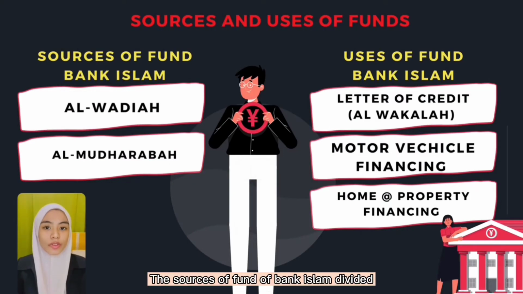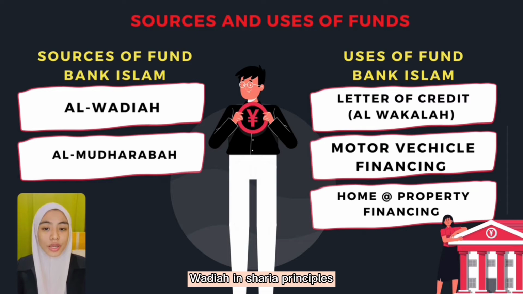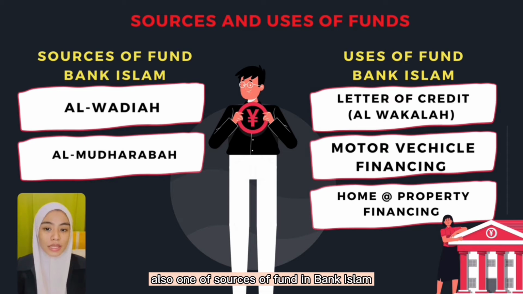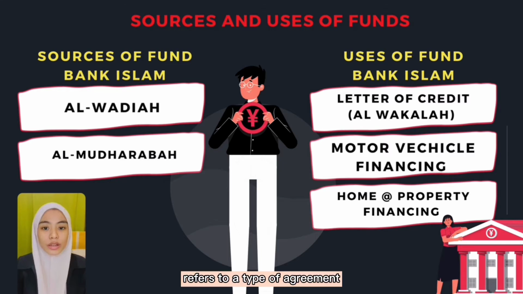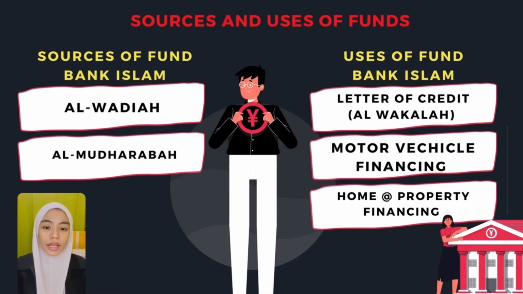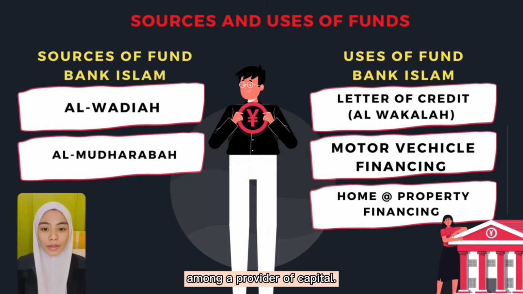The sources of fund of Bank Islam are divided into two, which are Al-Wadiyah and Al-Murabaha. Wadiyah in Sharia principles refers to a person depositing earnings or assets with an Islamic financial institution. Next, Al-Murabaha is also one of the sources of fund in Bank Islam, known as an investment account. Al-Murabaha refers to a type of agreement among providers of capital. In Bank Islam, Al-Afar is also introduced by them as an investment account.